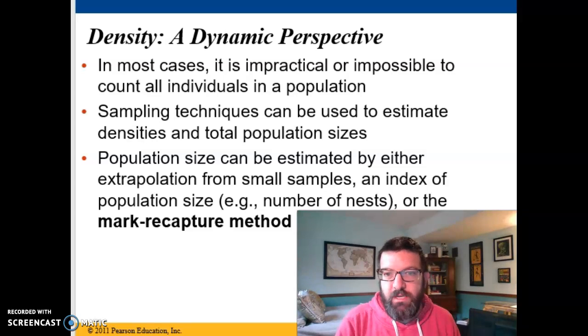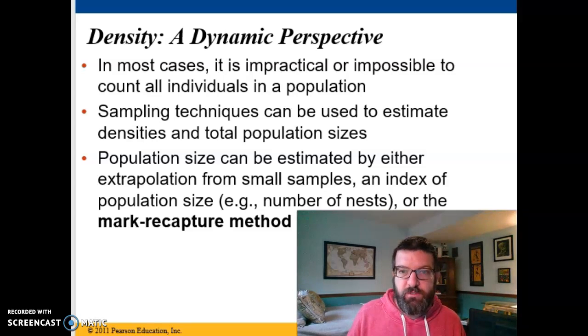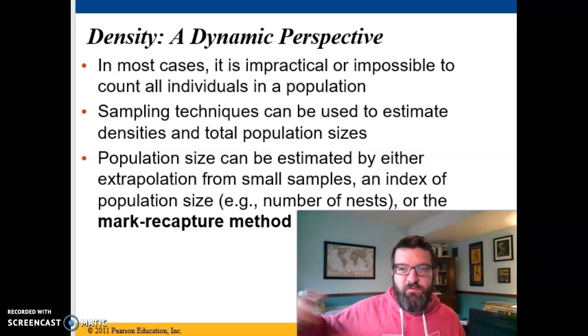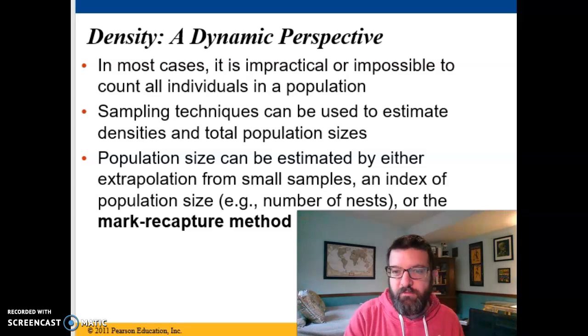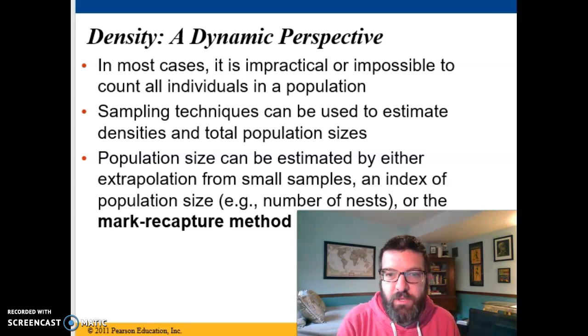For animals, it can be trickier for organisms that move, because you can't just count a plot and then move and count another plot, because that same animal might move and be counted again in another plot, right? Or they may run out of your plot while you're trying to count it. So for animals, population ecologists will do something called a mark-recapture method.